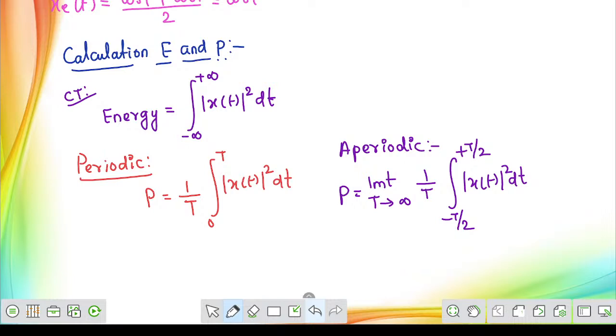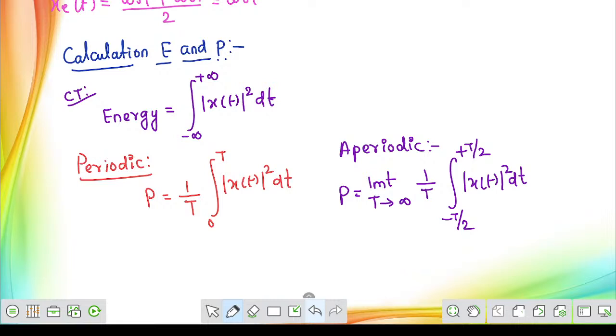This is how we are defining the power formula for both periodic signal and aperiodic signal. Of course you will have to remember it because it is one of the most important properties. So now you know how to calculate the energy of the signal, and you also know how to calculate the power of a signal. Now there are certain properties for energy signals and power signals.